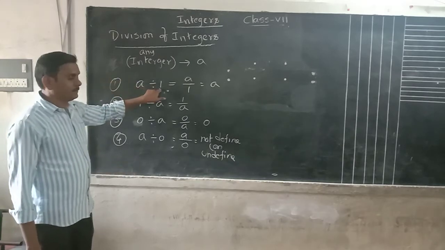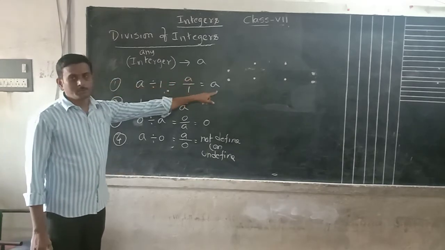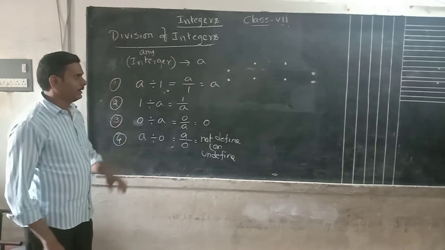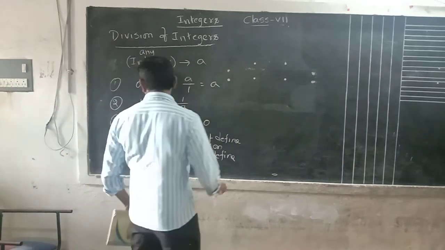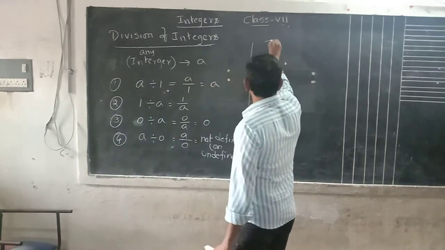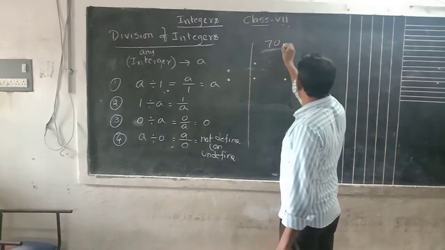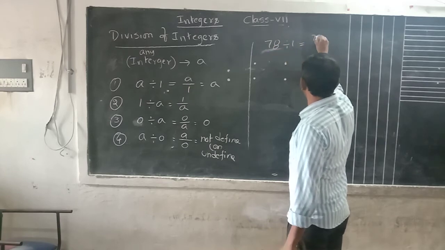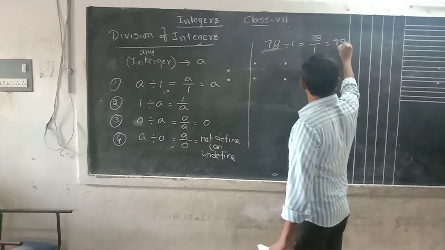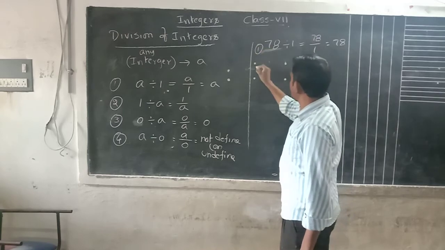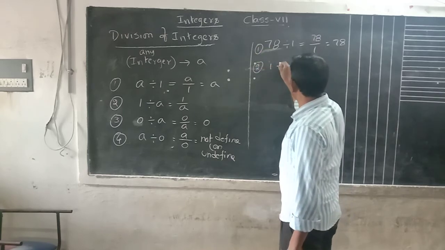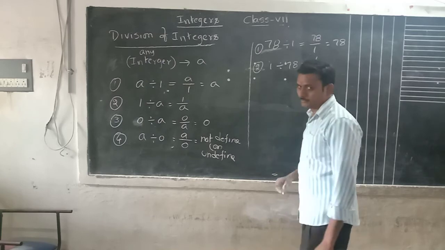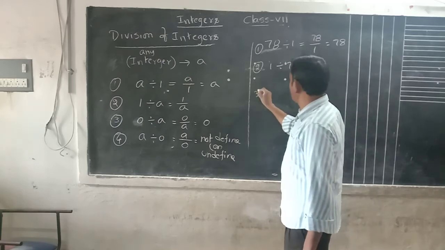A divided by 1, or a by 1, equal to a only. A represents any integer. For example, I am taking here 70 divided by 1, 78 divided by 1. That is 78 by 1, that is equal to 78. Second one, 1 divided by 78. 1 divided by 78 means 1 by 78.